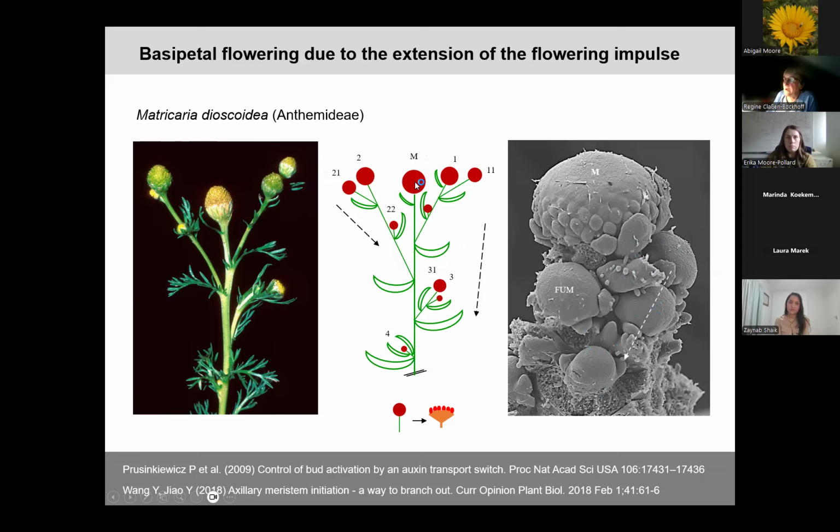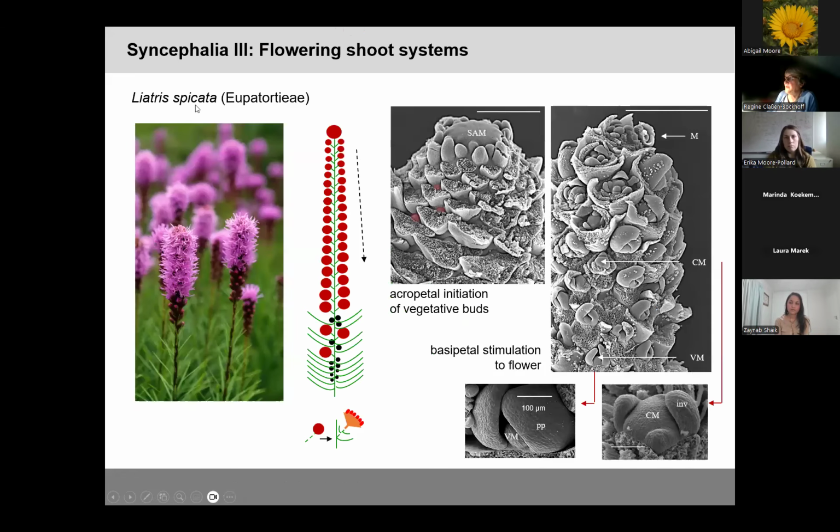Now, when you imagine that also these capitula of a flowering shoot system aggregate, we come to the third mode of Syncephalium production, and this is illustrated by Liatris spicata. We have a terminal flowering unit which has a terminal capitulum and many lateral capitula, which however flower in a basipetal direction.